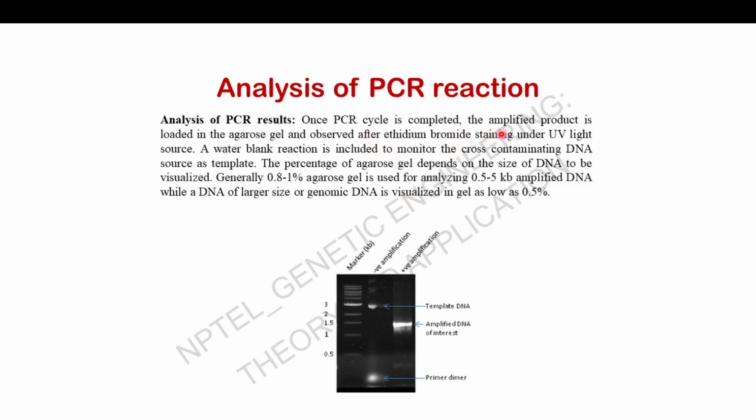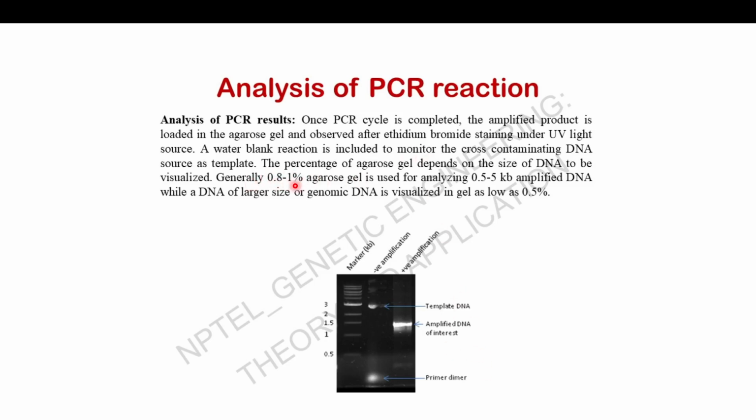So once the PCR cycle is completed, the amplified product is loaded on the agarose gel and it is observed using ethidium bromide. Ethidium bromide is a dye which intercalates in between the DNA bases and fluoresces. Okay, it can actually be visualized under UV light. Okay, this is there.